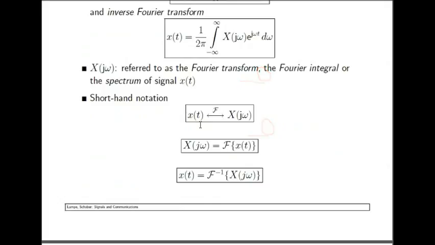Now let's see the shorthand notation for this. x of t, with a double-sided arrow and over the arrow we write F for Fourier transform, is the Fourier transform pair. Or X of j omega equals F of curly braces x of t, and for the inverse, x of t equals F inverse of X of j omega.